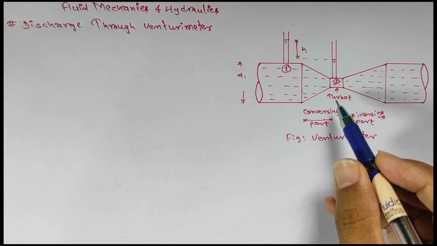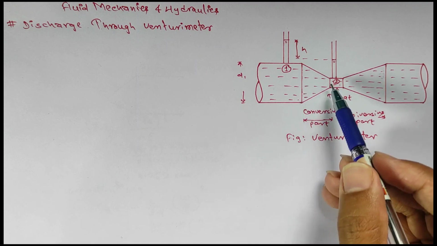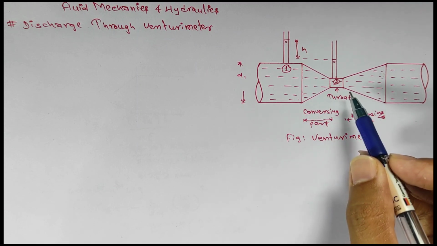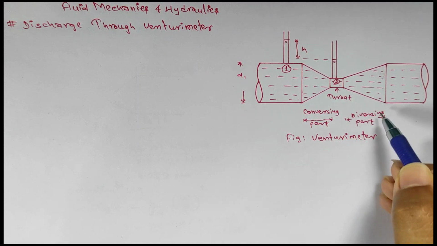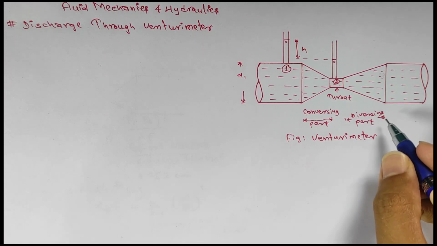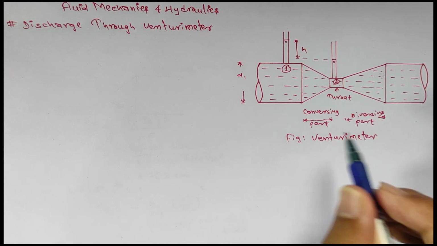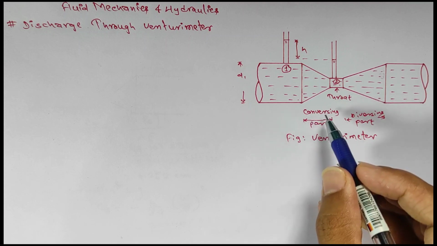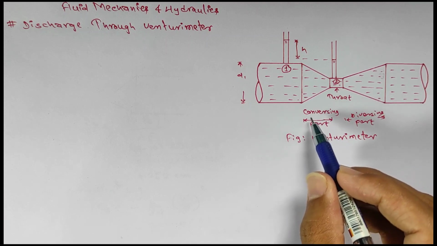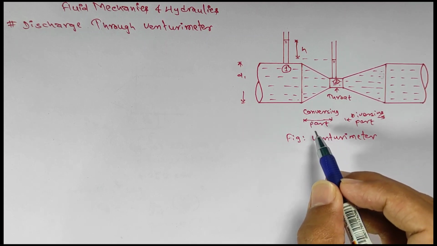The converging part is the part in which the flow will be converged, and from the throat it will discharge out towards the diverging part. Similarly, the length of the diverging part is about 3 times the length of the converging part.